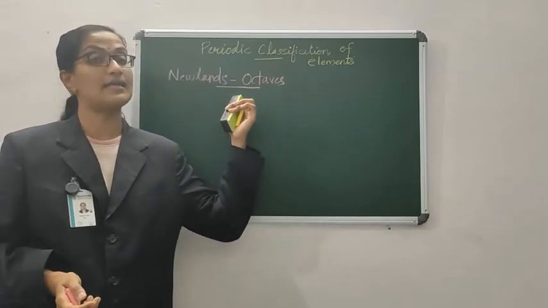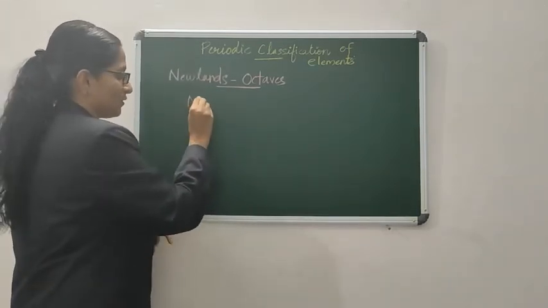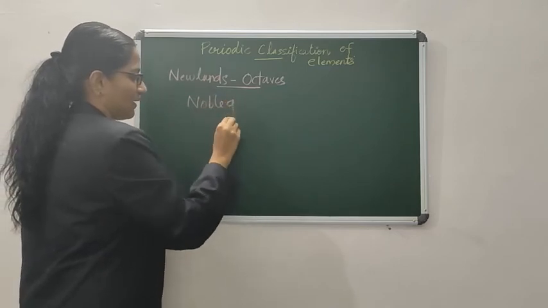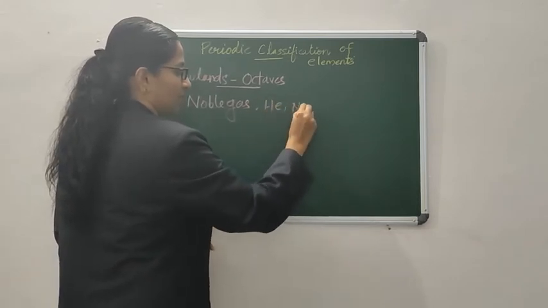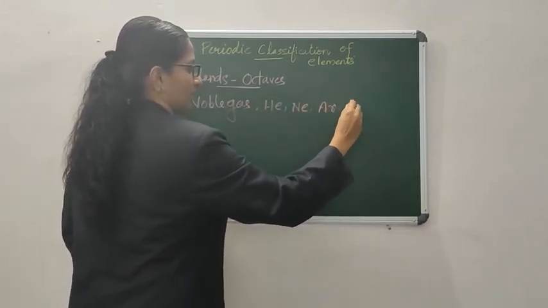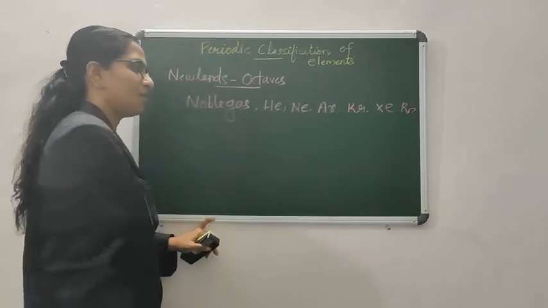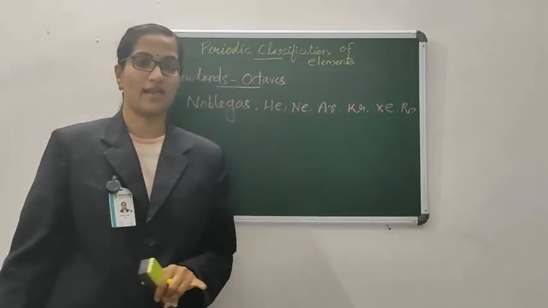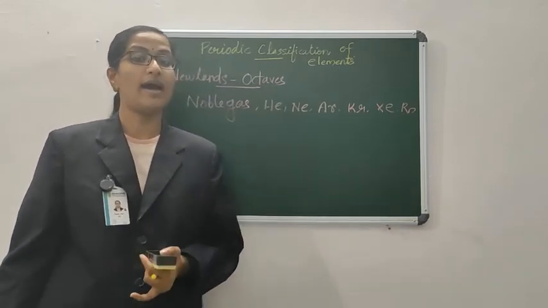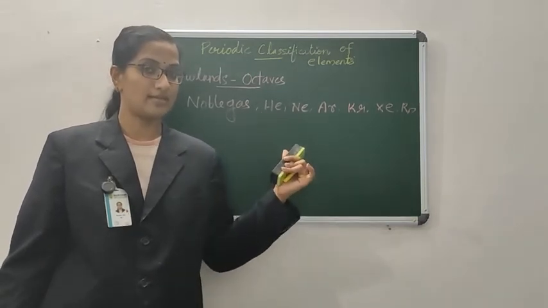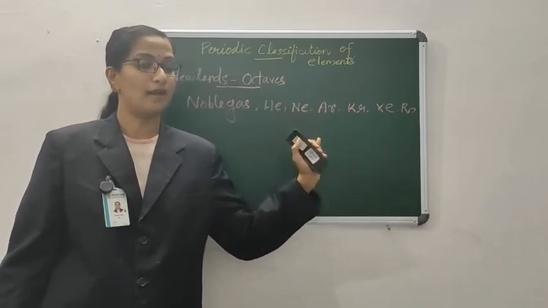At the time Newlands discovered the elements, the noble gases were also being discovered. So what are noble gases? Noble gases are known as inert gases. They are helium, neon, argon, krypton, xenon and radon. Where will he fit these noble gases? They show entirely different properties compared to the rest of the elements present in the Newlands table. He was unable to fit these elements in the Newlands octave.